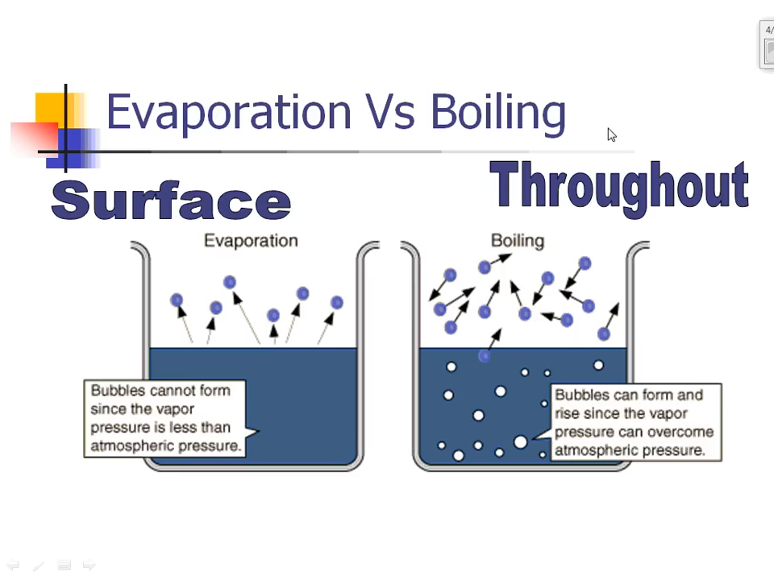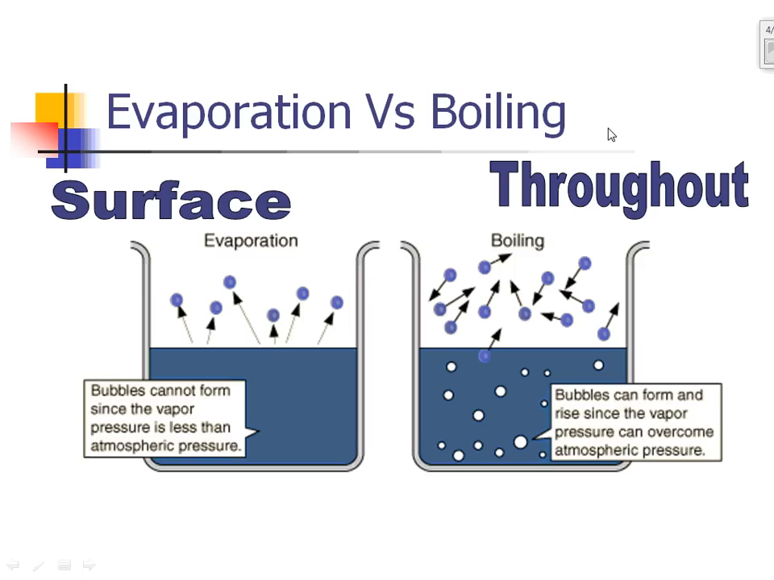So what's the difference between evaporation and boiling? Well, evaporation is just at the surface level. Whereas boiling is throughout the whole entire thing. So bubbles, you will see that with boiling, whereas with evaporation, you're not going to see those bubbles. Bubbles aren't going to be formed.